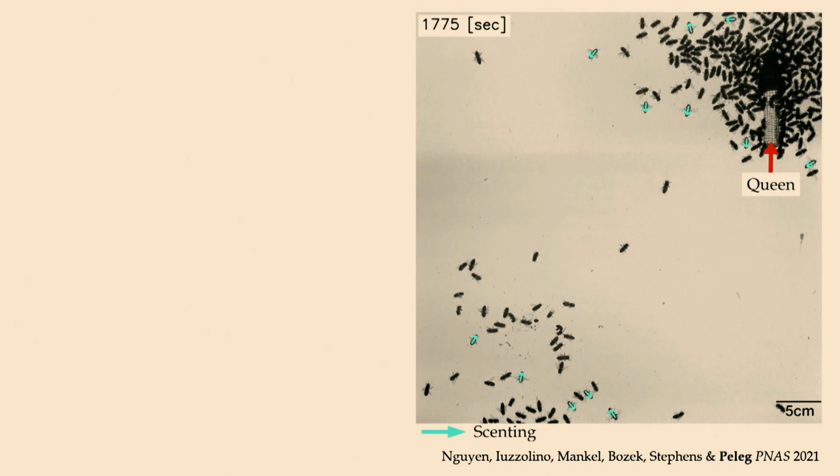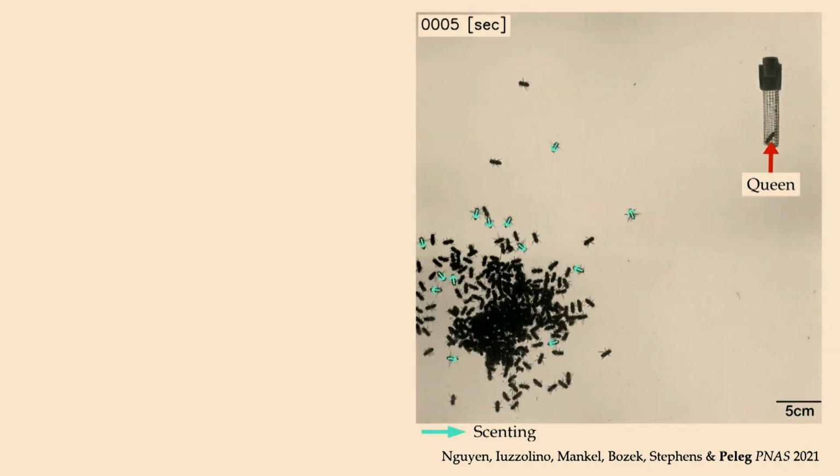Okay, so here's a typical experiment. We're looking at the arena from the top, from an aerial view. Here's the queen. The bees are going to start over here. Every time you see one of these blue arrows, that's when a bee is scenting and producing a communication signal. And I'll play this movie.